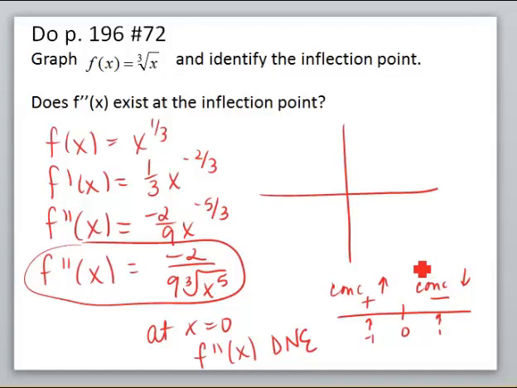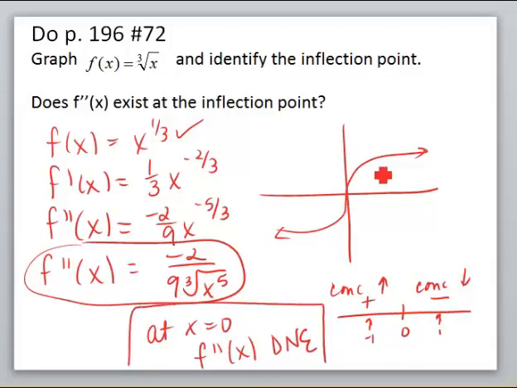Now, if you were to graph this with your graphing calculator, you have to put in your original function. You would see that it looks like this. So you can see that it's concave up and concave down. The second derivative does not exist at 0 because of this vertical tangent line that occurs right there at x equals 0. So the answer to this question, does f double prime exist at the inflection point? The answer is no. We saw that using our algebra and our calculus knowledge as well as just looking at the graph.